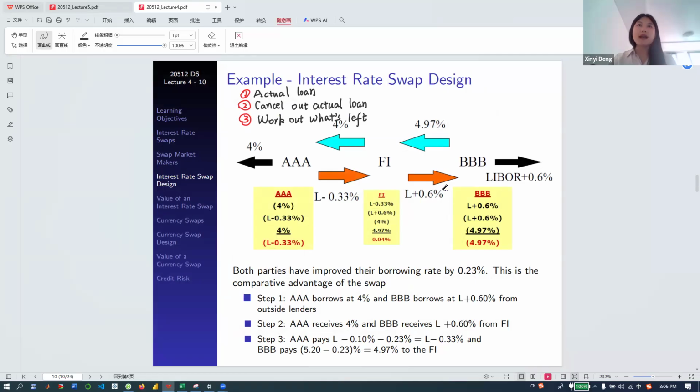So here, this is an example of the interest rate swap design. Here are the 3 steps I recommend you guys do. There are lots of different designing methods, but that's the way I recommend. The first step would be that you write out the actual loan rate that AAA and BBB are borrowing.